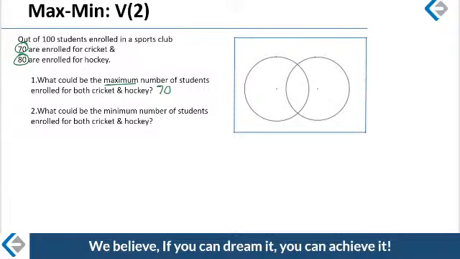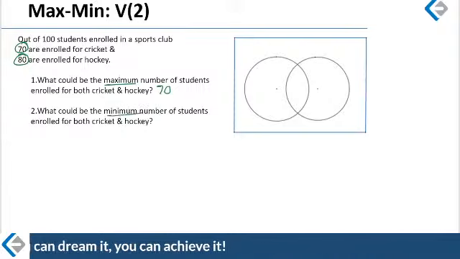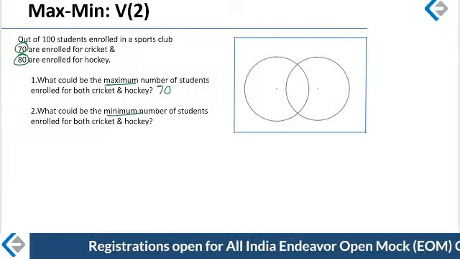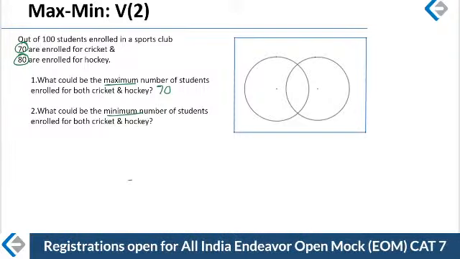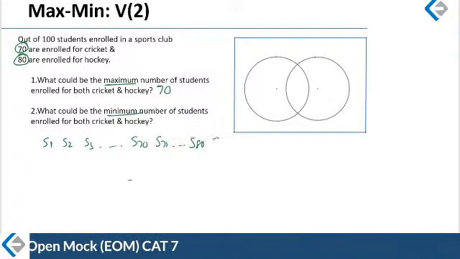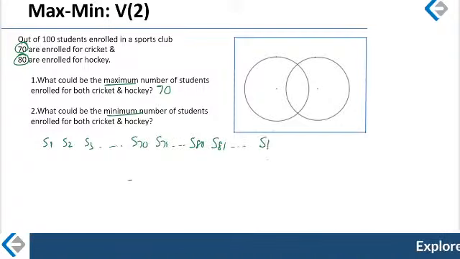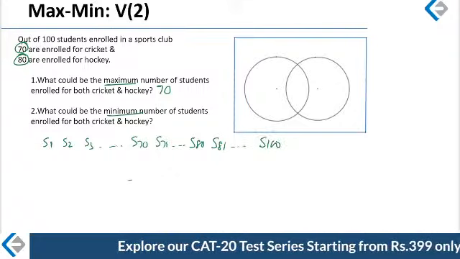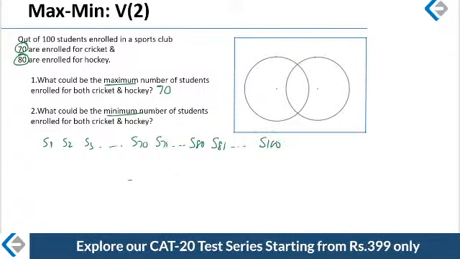Second one: what could be the minimum number of students enrolled for both cricket and hockey? This time I'm talking about the minimum. Let me explain both maxima and minima. Assume that the students' names are S1, S2, S3, like this up to S70, then S71 to S80, then S81 to S100. Assume it like this. Now let me explain the first one first.